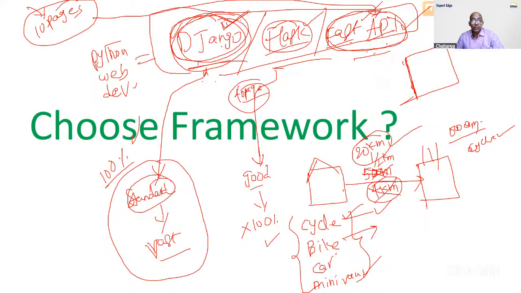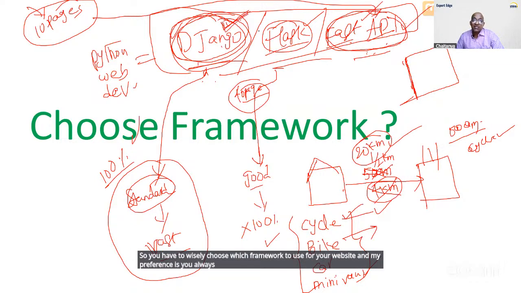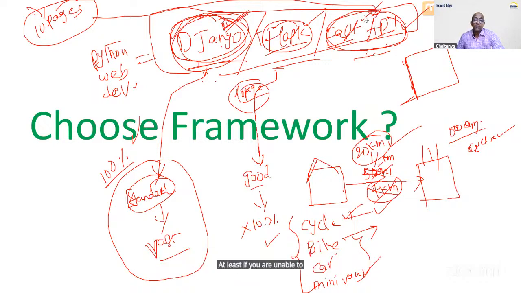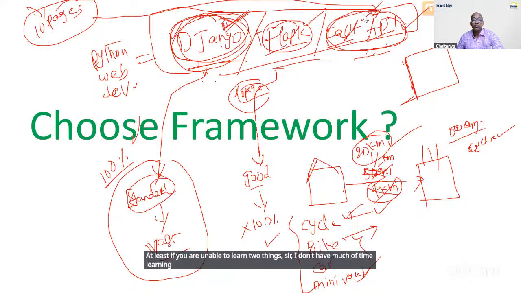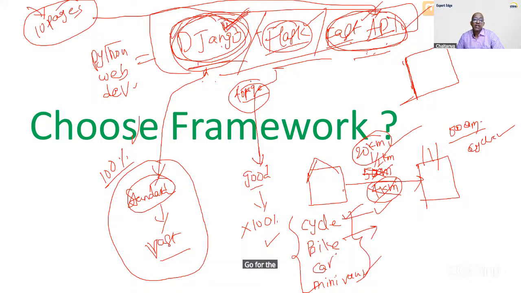So you have to wisely choose which framework to use for your website. My preference is that you always learn Django plus anything else you want, like Flask or FastAPI. It is the best option. So you should learn at least two. If you are unable to, and say, sir, I don't have much time, I cannot spend much time on learning two frameworks, then go for Django. It's a very standard, versatile and vast framework. So the sufficient choice is Django plus Flask or FastAPI, up to your choice.